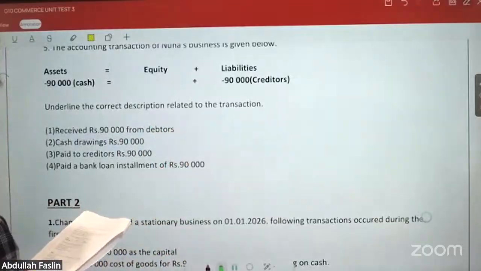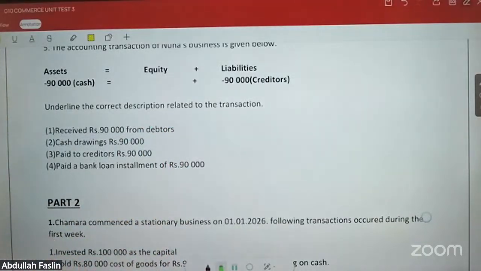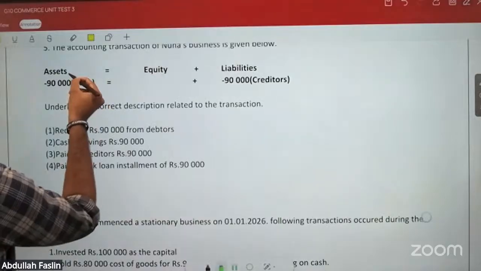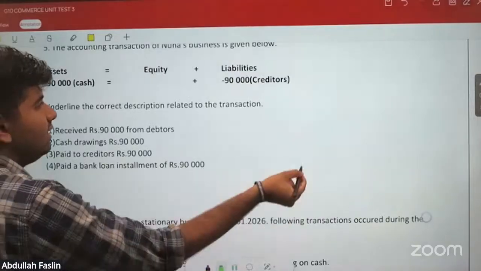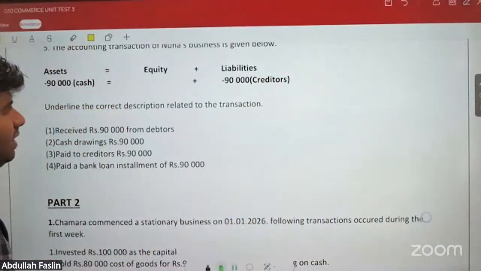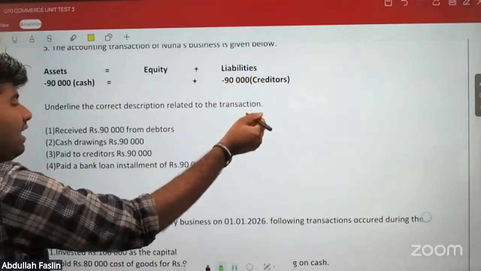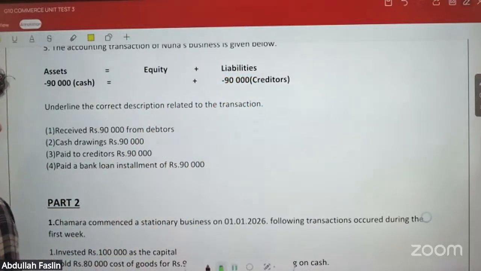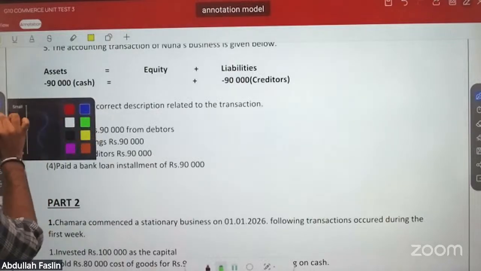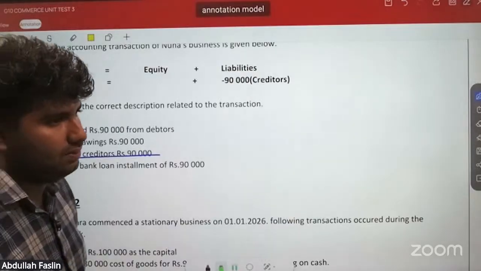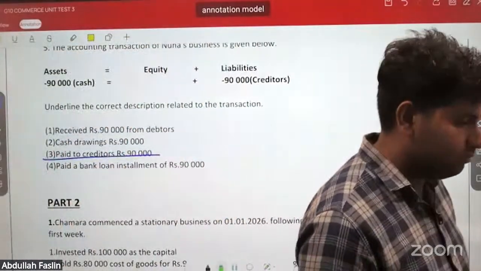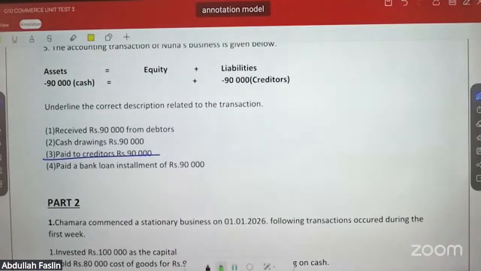Accounting transaction of Nuha's business is given below. Assets, equity, liability. Underline the correct description. Now look here. Cash minus 90,000. Nuha has paid cash 90,000. When she paid it, creditors also reduced by 90,000. Then what is the meaning? She has paid to settle the creditors. Therefore, the answer is paid to creditors 90,000. When you are paying, it gets reduced.